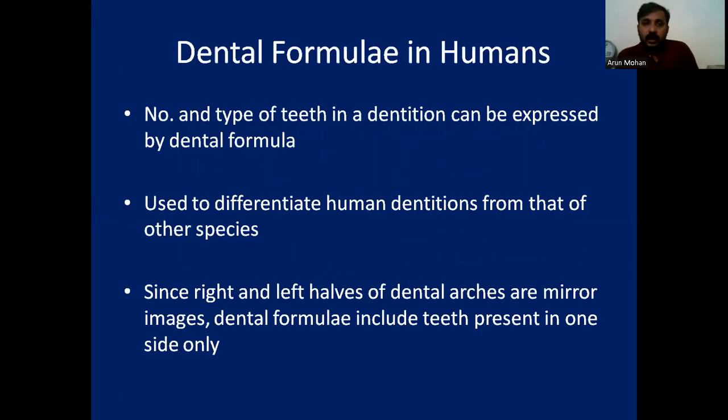So before talking about the various nomenclature systems, we have to talk about the dental formula. Each species of animals has a particular dental formula which denotes the type of teeth and the number of each type of teeth present in one half of that particular species, assuming that dentition will be symmetrical between right and left half. Similarly in humans, we have a dental formula which will be different for primary and permanent dentition. And this dental formula can be used to differentiate human dentition from that of other species.